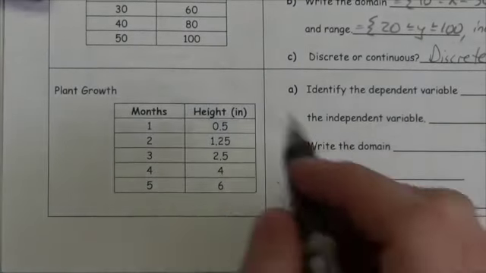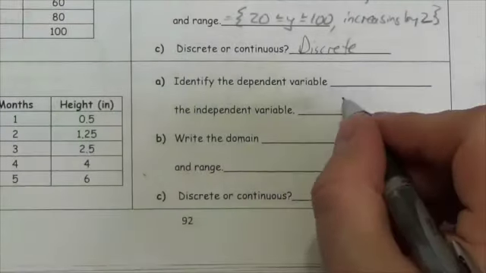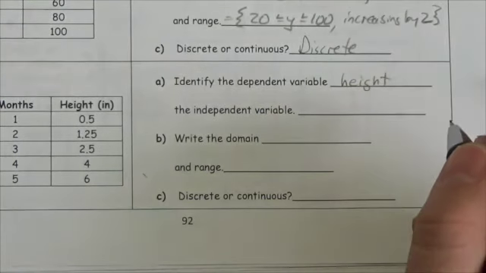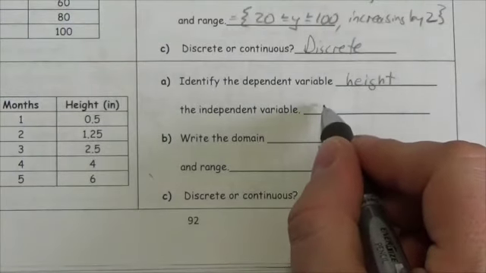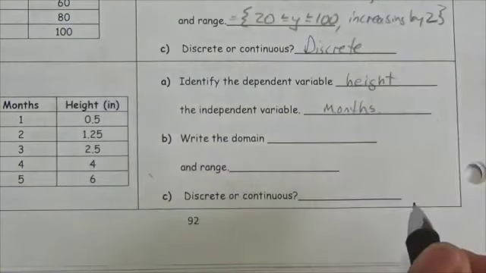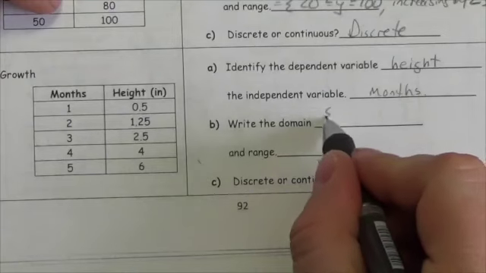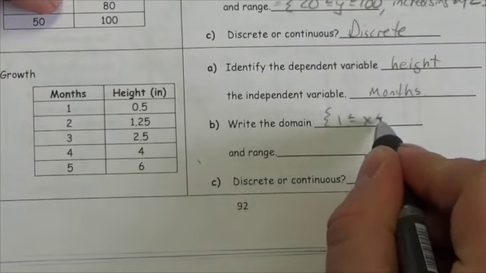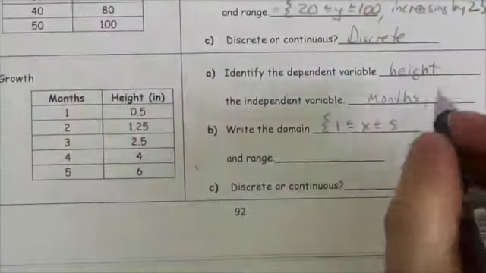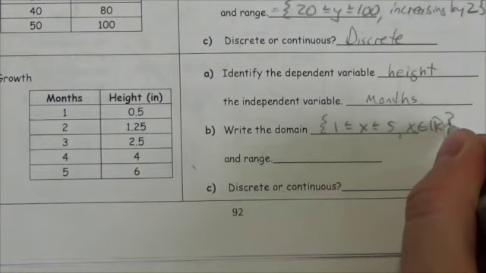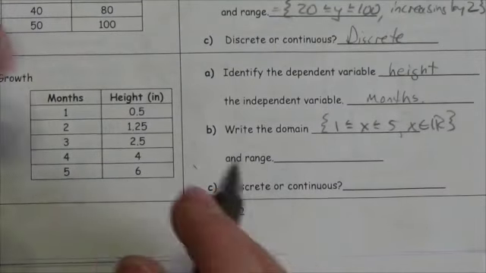Plant growth. Months, height. Identify the dependent variable. That's going to be the height, because how high up it goes depends on how long it's been growing. The independent variable will be time, which in this case is months. And now here, what's the domain? Again, without extrapolating, without going beyond this, I'm going to say from 1 out to 5, inclusive. Actually, I should probably write it like this: I can now state that x is an element of the reals, because it can be any conceivable value in between 1 and 5, and that would work out good here.